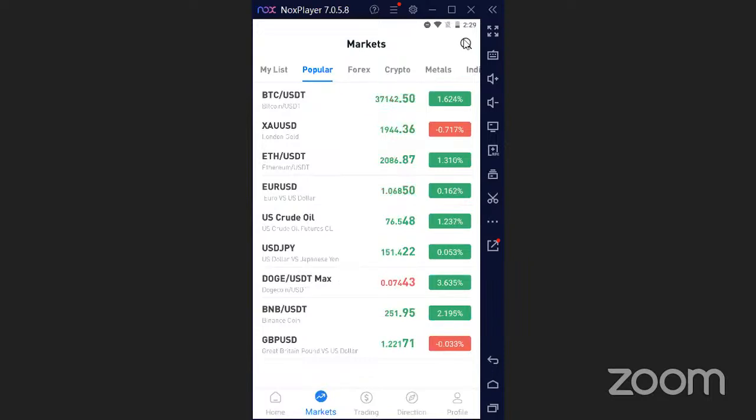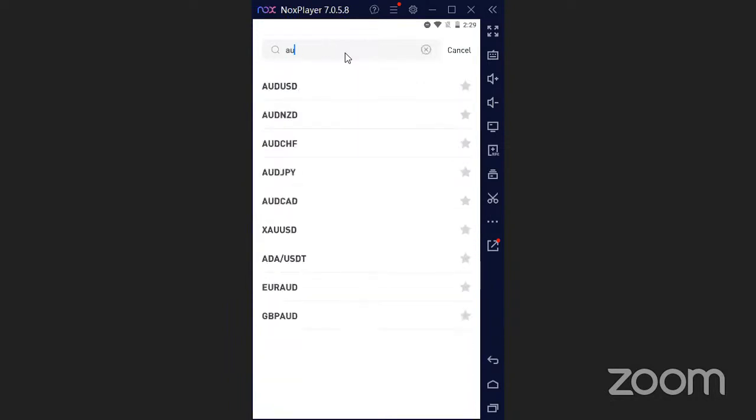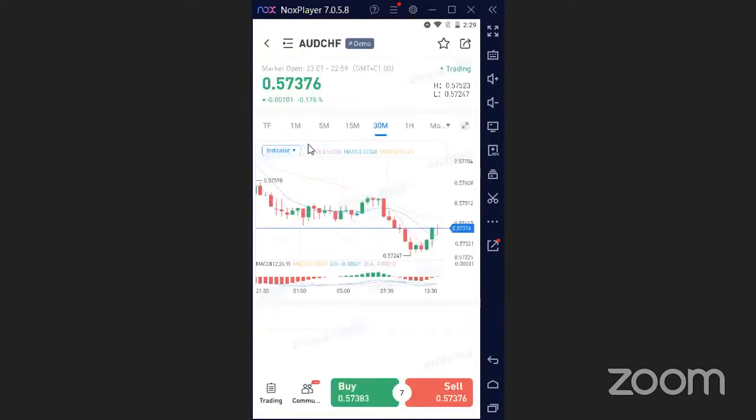Even if you don't have them here, you can always use this search bar. If you click on it, I can search for, let's say, AUDCHF. When I typed AUD, you see it brought out all the AUD currencies associated. Let's say we want to trade AUDCHF. When I clicked on it, it brought me to the AUDCHF chart.